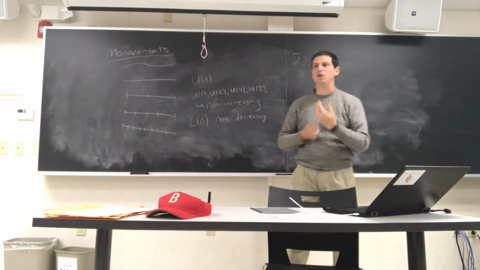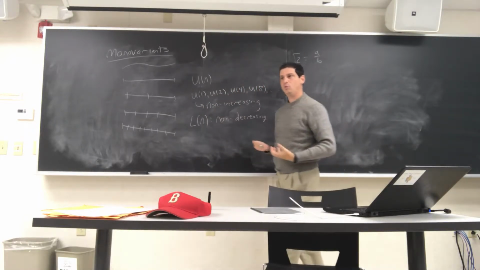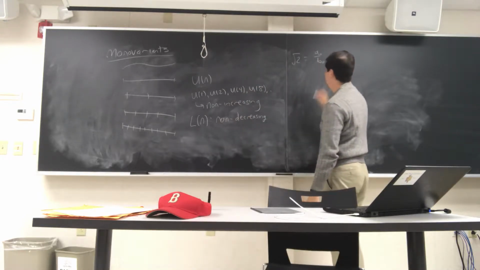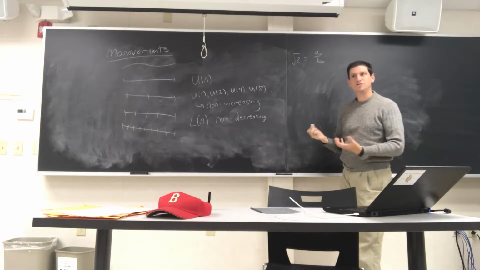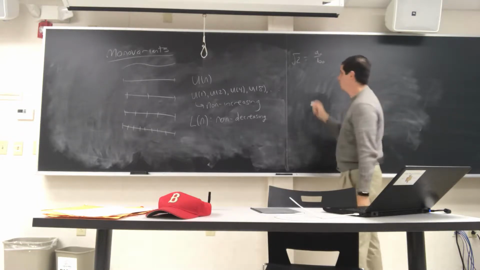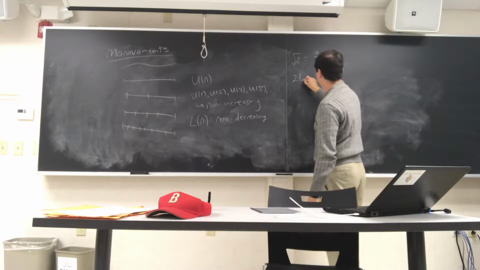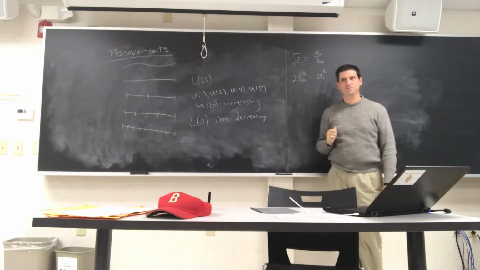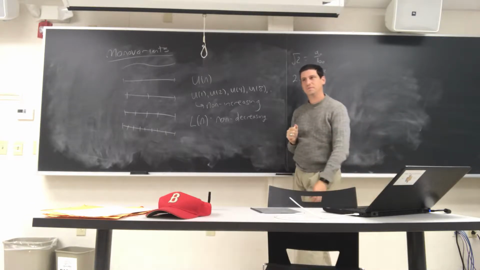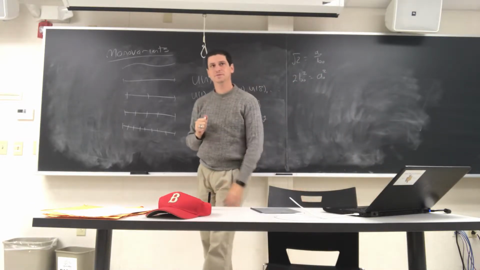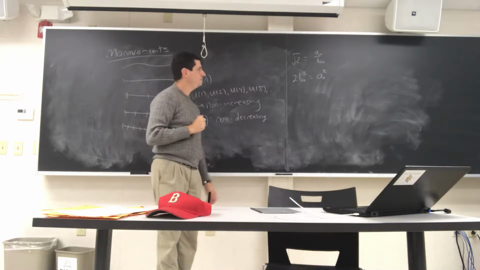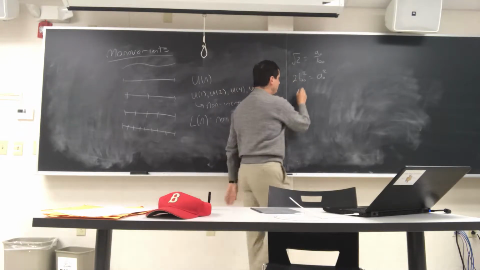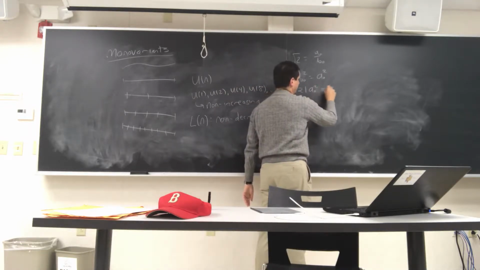It depends on how you want to write the argument. But I want to form a sequence of numbers. So let's say I have a naught over b naught. That's my first rational approximation. Well, then what I can do is I can get 2 b naught squared is a naught squared. So what do we deduce? A naught squared divisible by 2? Yes. And so the trivial thing is 2 divides a naught squared.